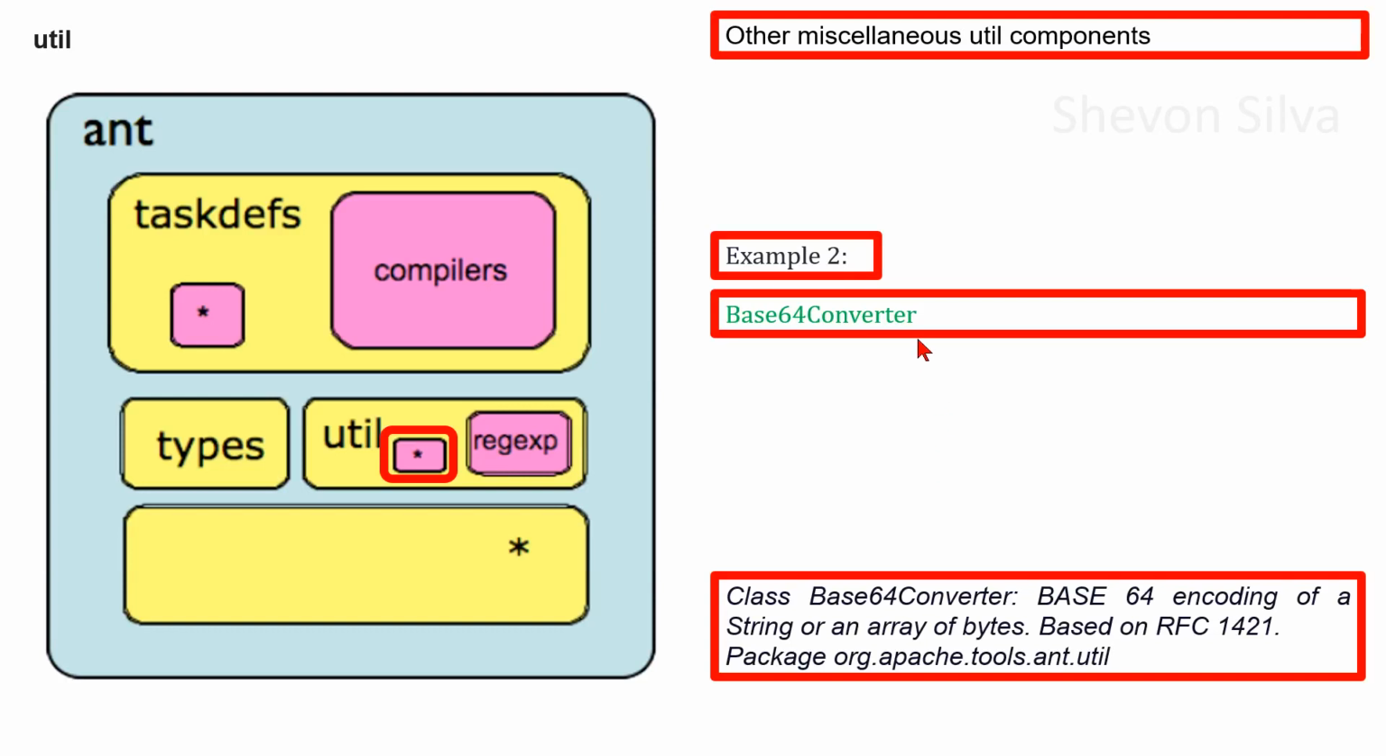As example 2, we can consider the class Base64Converter. Base64 encoding of a string or an array of bytes based on RFC 1421. This is in the package org.apache.tools.ant.util.